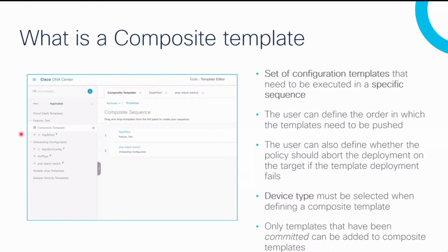So if you're editing multiple templates, make sure each is saved and committed, and then you can go in and create a composite template, and you'll see all your committed templates available on the left-hand side. You can just drag them over, reorder them, and then once complete, you can go ahead and save and commit this. And then after that, it's ready. After you assign it to a network profile, it's ready to get deployed to a network device.